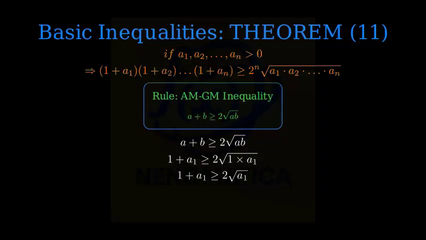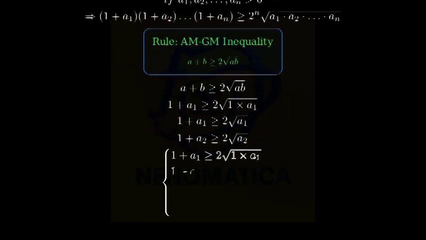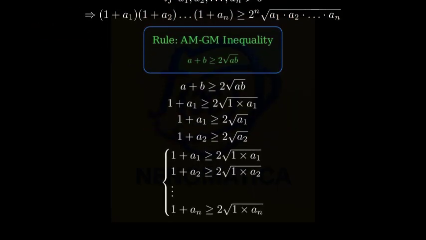So, 1 plus a sub 1 is greater than or equal to 2 times the square root of 1 times a sub 1, which simplifies to 2 times the square root of a sub 1. Similarly, we can apply the same inequality to the other terms. For 1 plus a sub 2, we get that it's greater than or equal to 2 times the square root of a sub 2. And for 1 plus a sub n, we get that it's greater than or equal to 2 times the square root of a sub n.